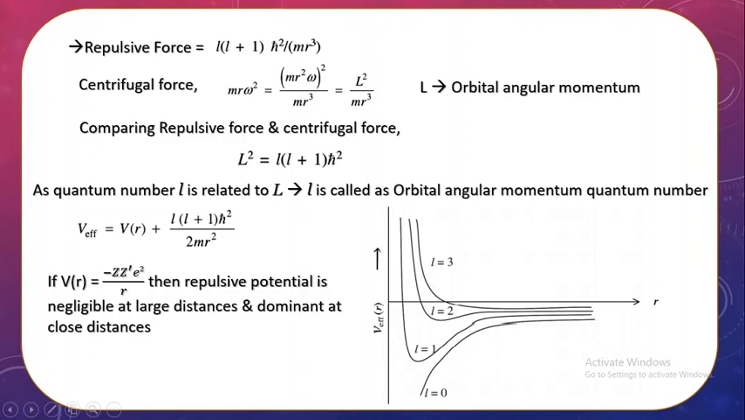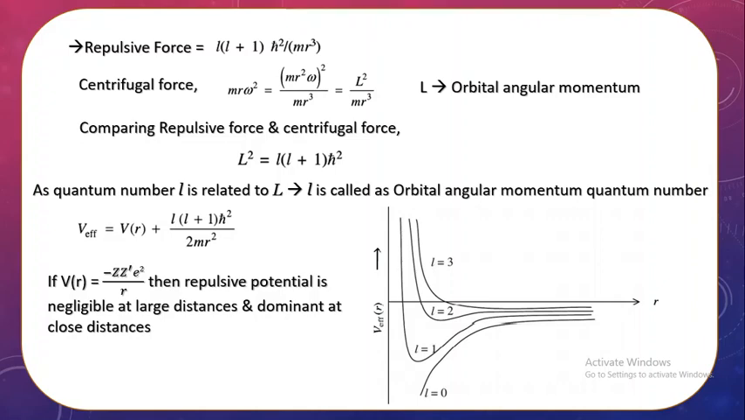And this repulsive potential will be dominant at closer distances, because if R is less, then we get this term as a greater term because it depends on R square. So when R is small, that is, when the distance between the particle and the fixed point is less, we can observe that the repulsive potential is greater.